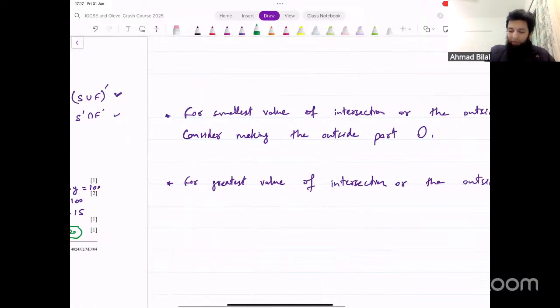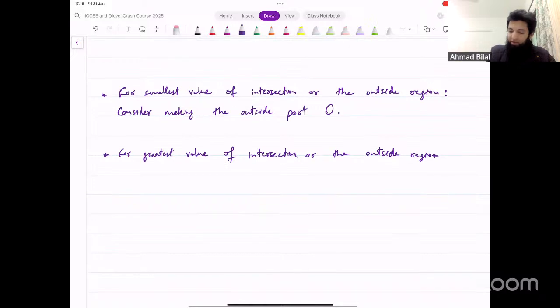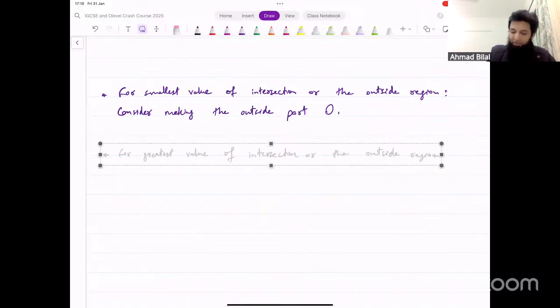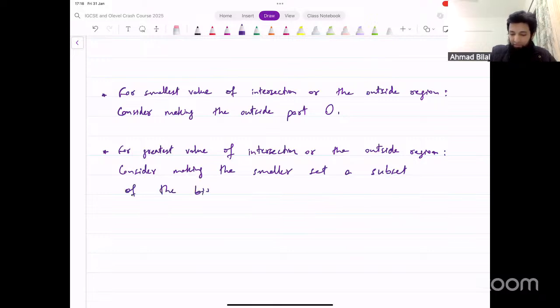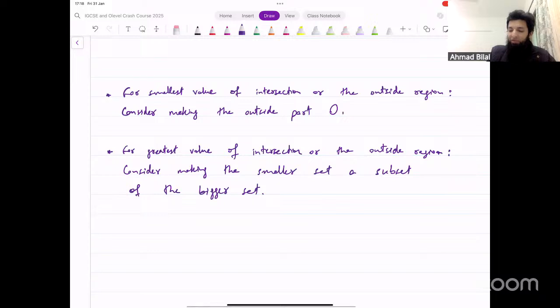And for the greatest possible value of the intersection, or for the outside region, you would consider making the smaller set a subset of the bigger set. So you would make the smaller set a subset of the bigger set. It's a general thing that will work in almost every question like this.